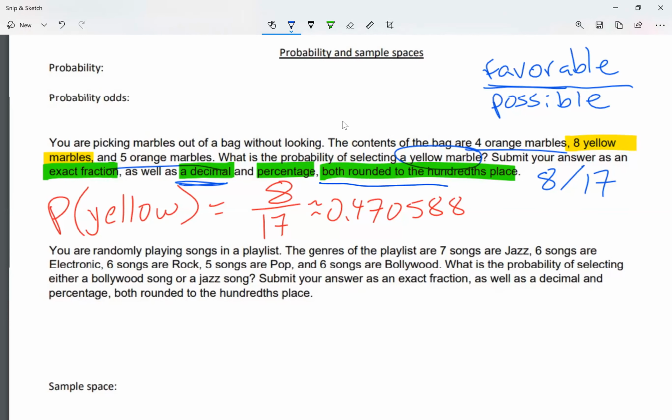it also says rounded to the hundredths place. Hundredths. Now hundredths sounds like 100. The number 100 has 2 zeros, so the hundredths place means 2 decimal places. I will still look at the third decimal place just in case I have to round things up. You know how to round. So I'm gonna say in this case, as a decimal, my answer will be 0.47.